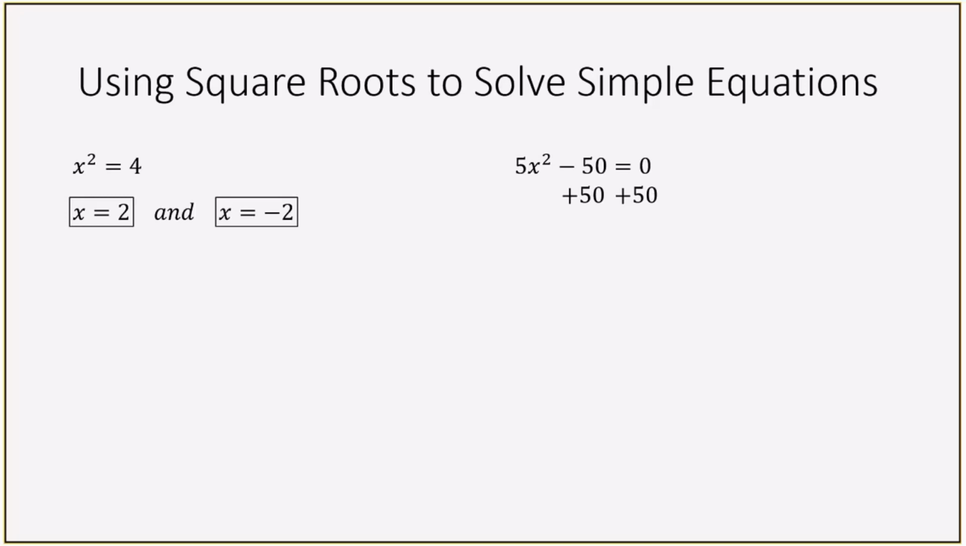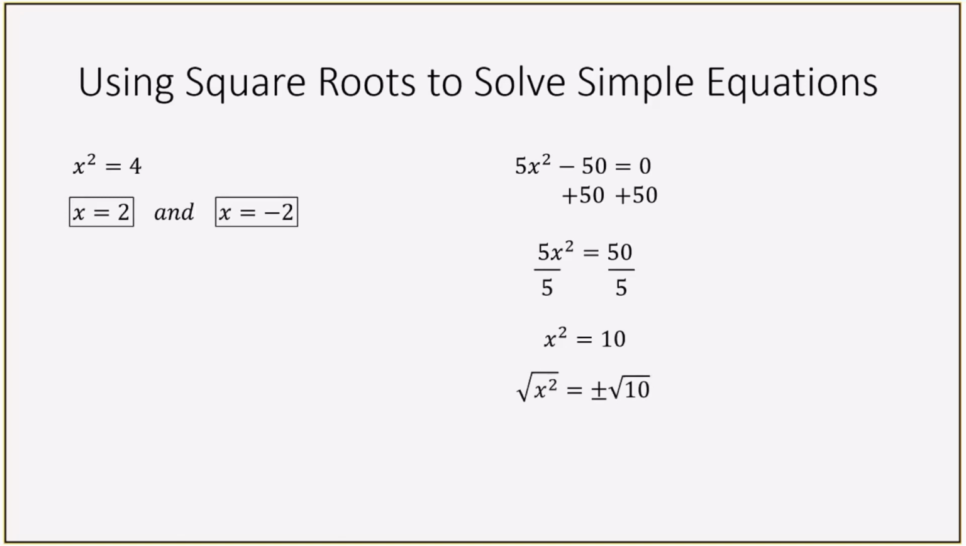So in this case, I'm adding 50 to both sides. I'm going to divide both sides by 5. I'll get x squared is equal to 10. Well, now I'm going to use what I learned from the previous problem. I'm going to square root both sides, but I need to make sure to account for the fact that I can have a positive answer or I can have a negative answer. So I'm going to put a plus or minus in front of my square root.